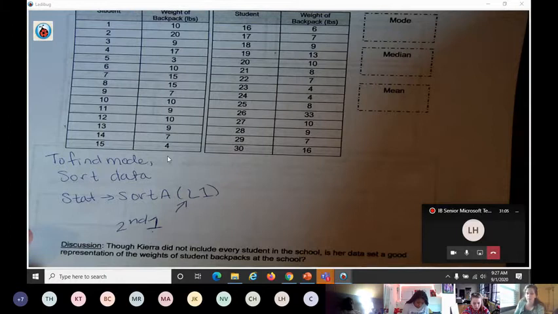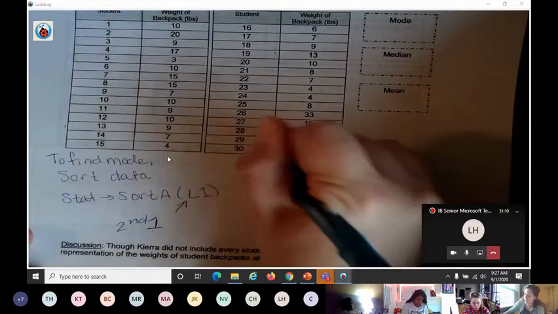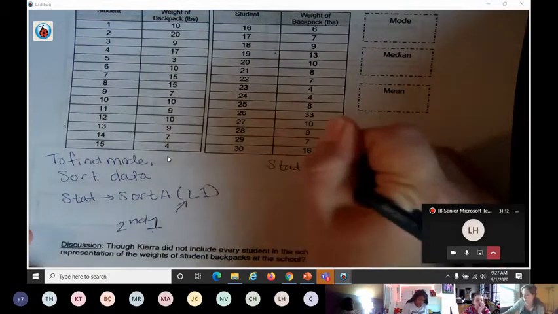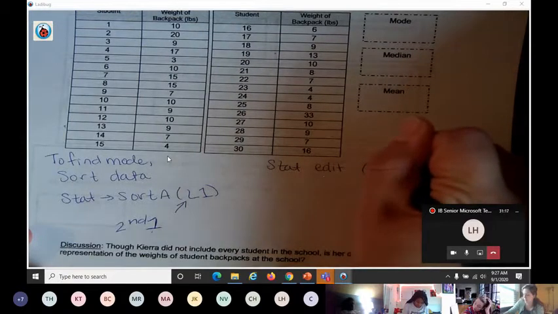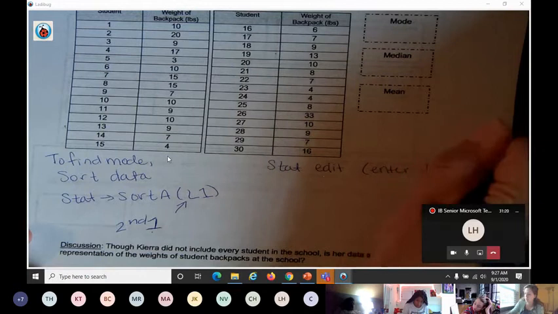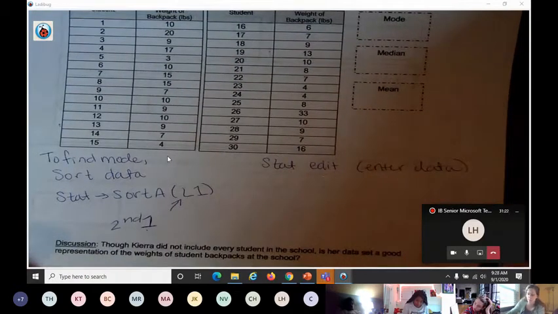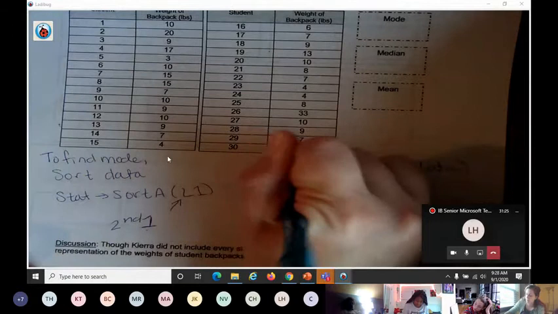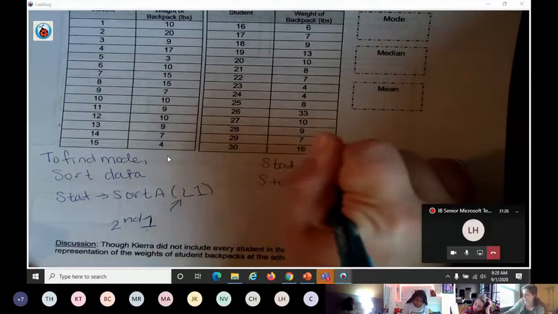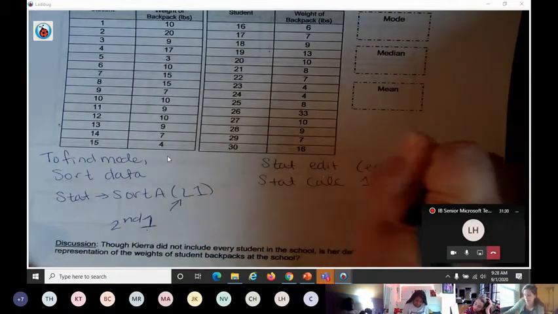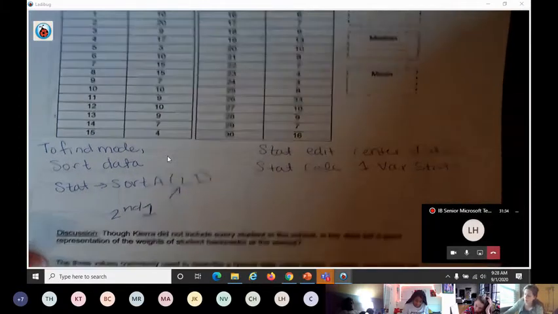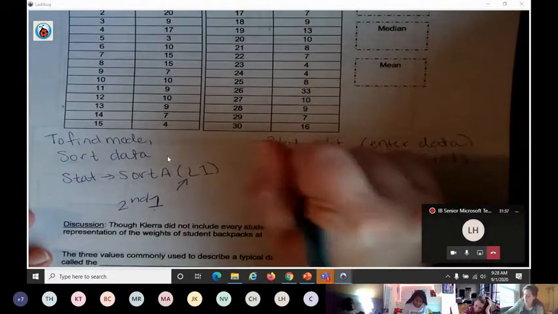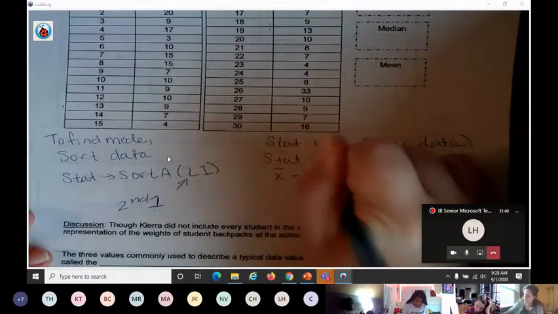Then to find your mean and your median, we do stat, edit. You enter your data. Oh, that's where you enter your data. Sorry, I guess that should have been the very first thing. Then stat, calc, and you click on one variable stats. And this will come up with your mean and your median.